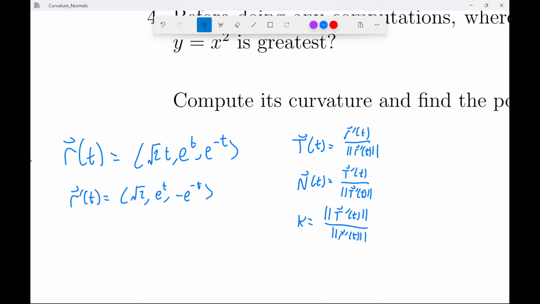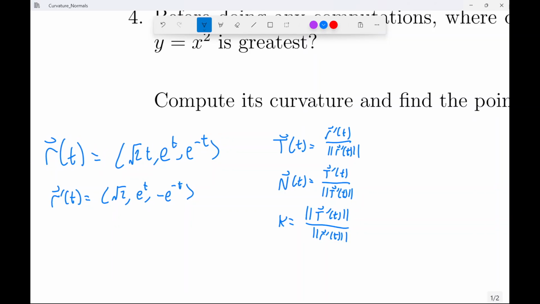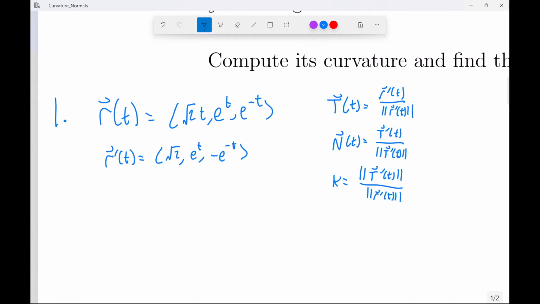The reason I'm using this formula instead of the length of r prime cross r double prime divided by the length of r prime cubed is because I'm already going to compute T prime of t, and so I don't really want to have to compute this cross product because I'll already have T prime of t from up here. Okay, so let's do that.